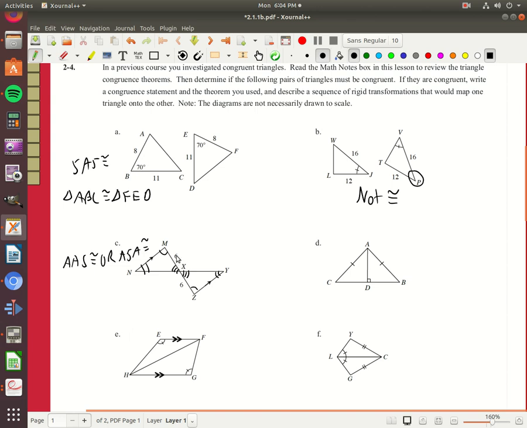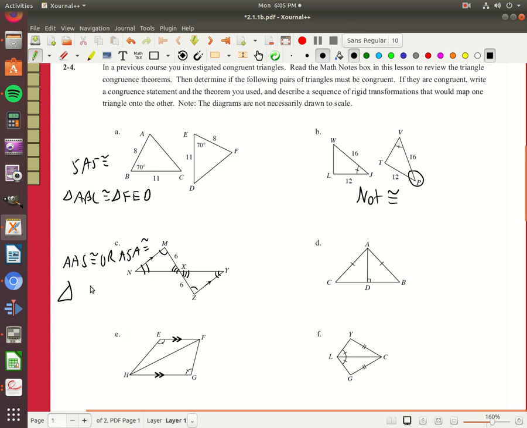Again, though, we don't go side, angle, side. We don't break from one triangle to the next triangle. Sometimes kids say side here, this angle, this side. That's not how it works. You need to stay within this triangle and go angle, angle, side, or angle, side, angle. From there, we're going to have our triangle congruent statement.